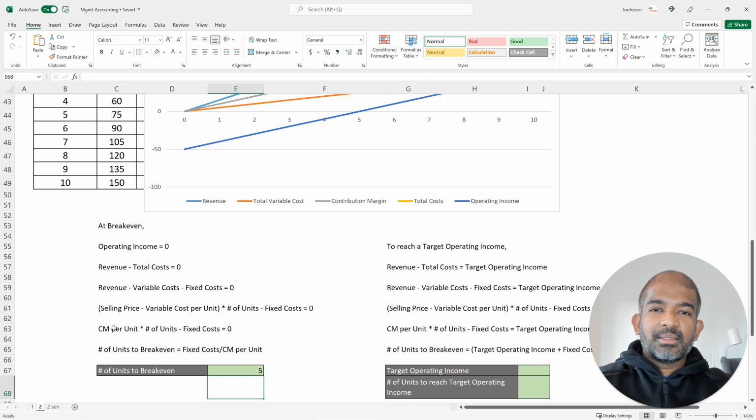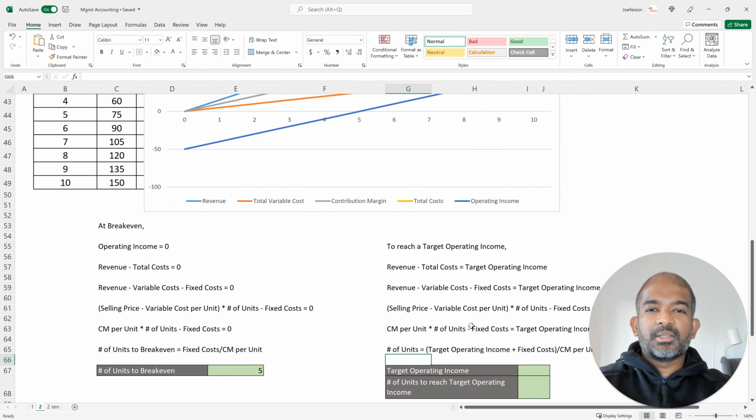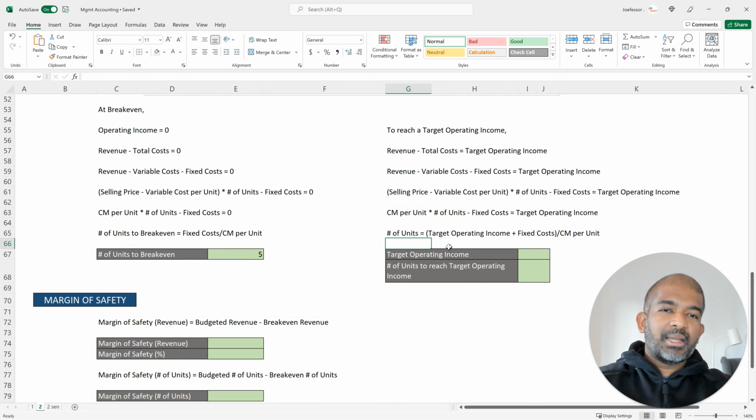How do we calculate the number of units to be sold in order to achieve this target operating income? We repeat the same process as we did for the break-even calculation, but instead of assuming an operating profit of 0, we assume that the operating profit is going to be a positive number. If we repeat the same steps to the end, we can see that in order to achieve a particular target for your operating income, the number of units to be sold is given by the sum of your target operating income with the fixed cost, and you divide that by your contribution margin per unit.